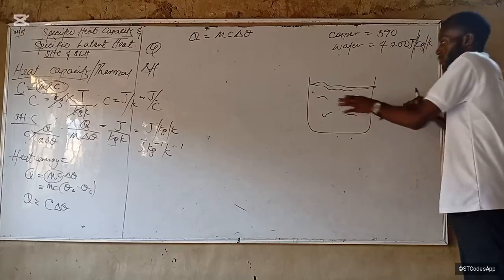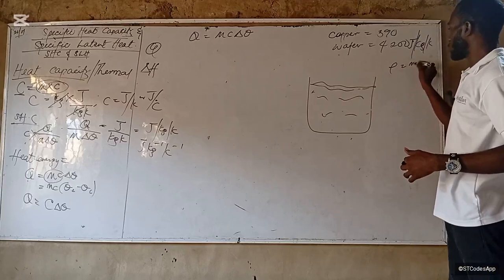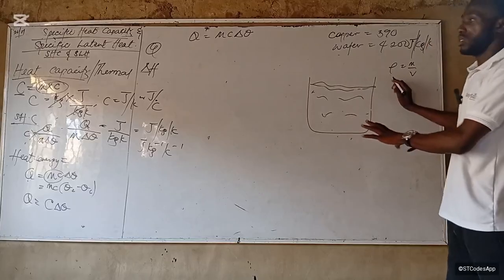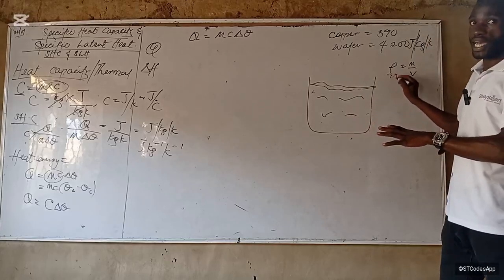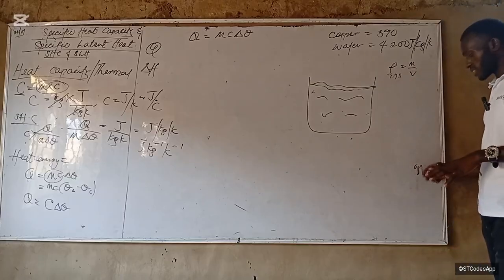But if you don't even know the mass of the water, another way you can measure it is by using density equals mass over volume. The density of water, provided your water is pure, is about 1,000, that is 998. The density of ice is 917.